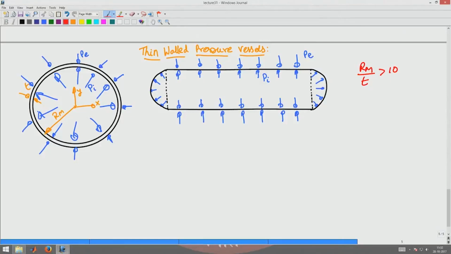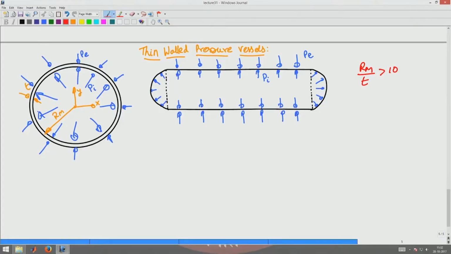Now, how do you analyze these structures? What are the stress components that will be present? We saw from our thick walled cylinder solution that the predominant stress that is present is the OOP stress. So, I have to estimate first the OOP stress. To estimate the OOP stress, I have to make a cut such that the OOP stress comes out in the free body diagram.